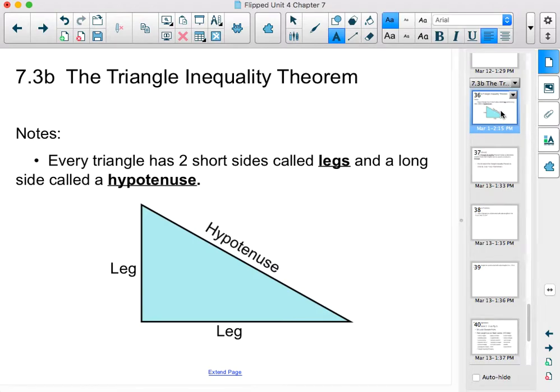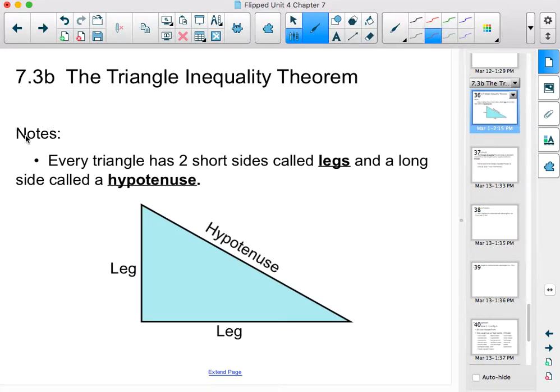This is our video for Chapter 7, Lesson 3B. This is another lesson that does not exist in your textbook, but it is something we have to talk about. It's called the triangle inequality theorem, and that is more of the high school geometry name, but the formula is not very hard for us to do, and it helps us determine if a triangle can actually be built.